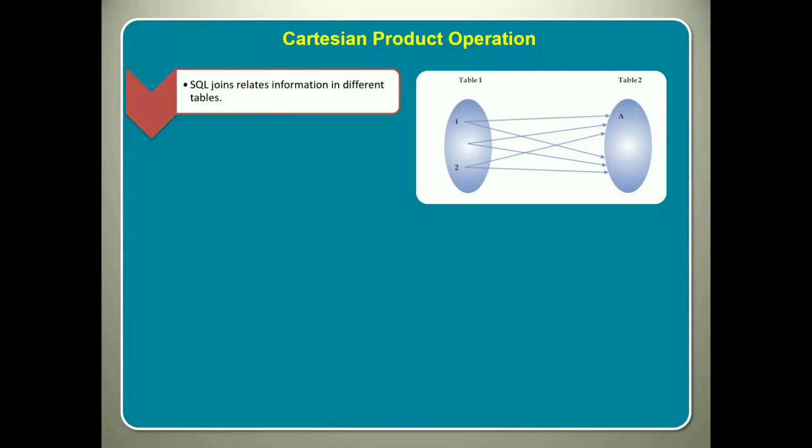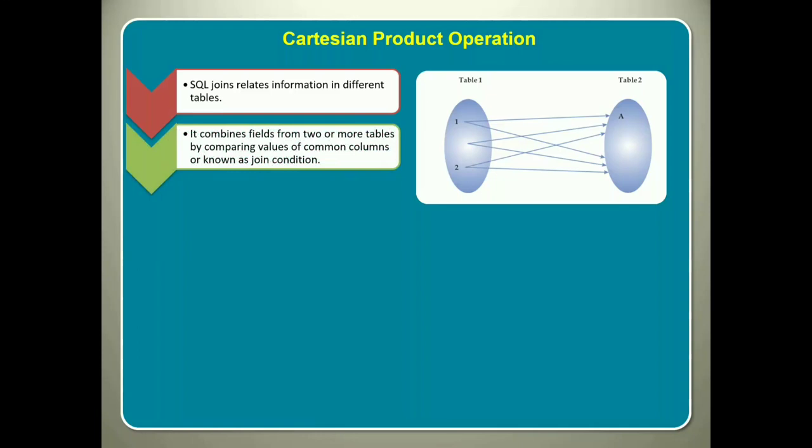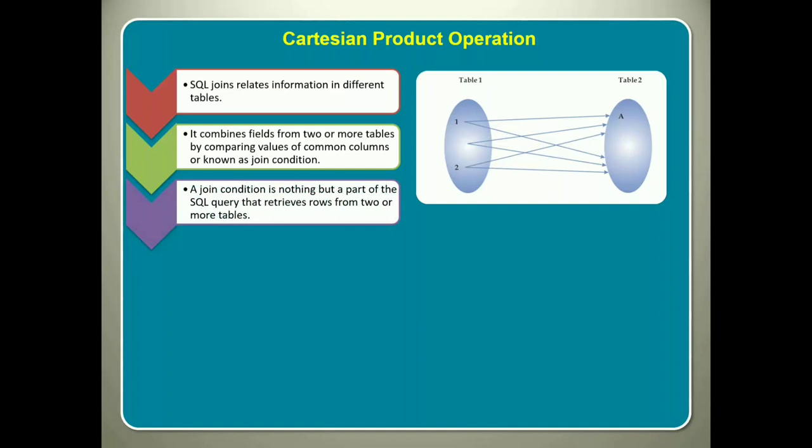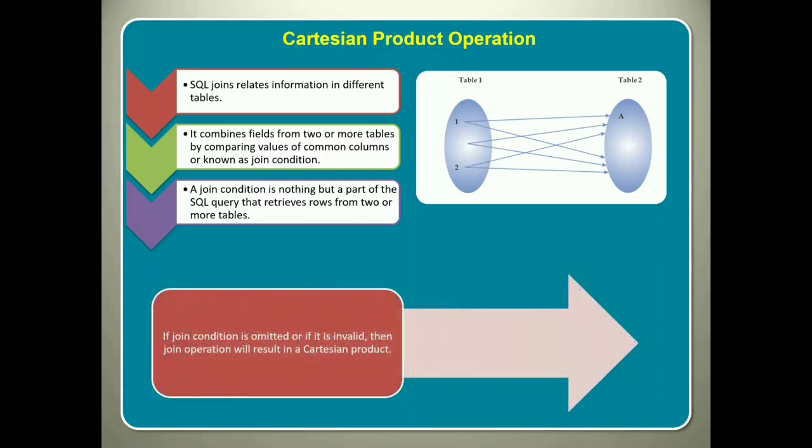Last operation in relational algebra is Cartesian product. SQL joins relate information in different tables. It combines fields from two or more tables by comparing values of common columns, known as join condition. A join condition is nothing but a part of the SQL query that retrieves rows from two or more tables. If the join condition is omitted or if it is invalid, then the join operation will result in a Cartesian product.